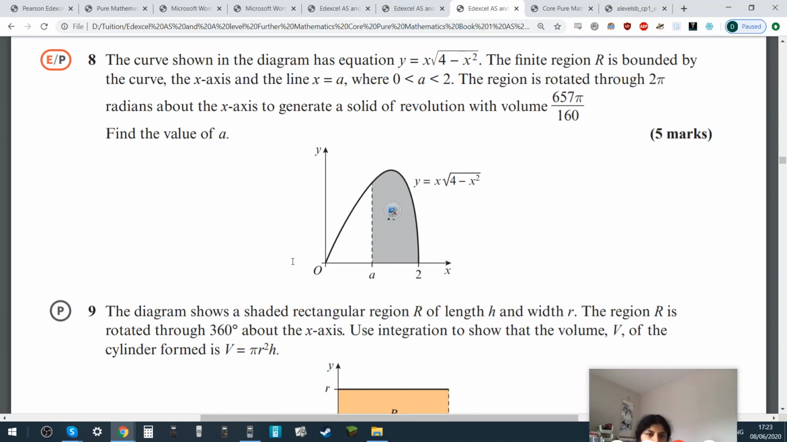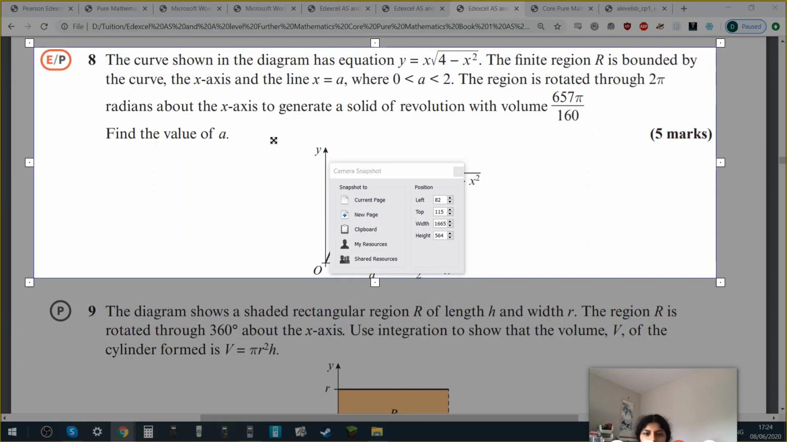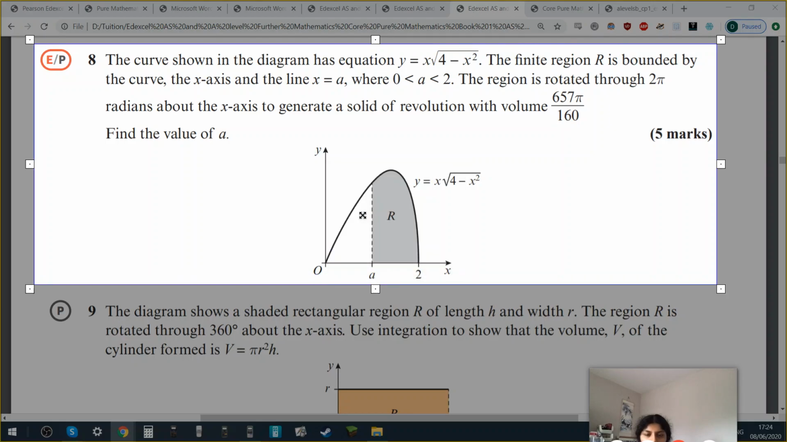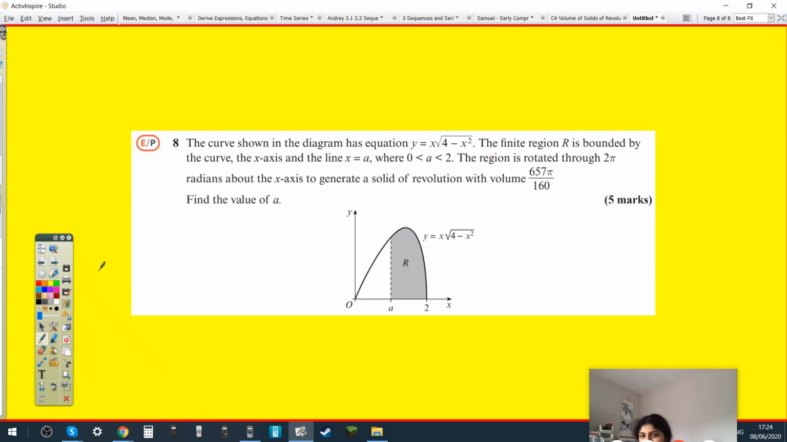Oh, that's a bit weird. The curve shown in this diagram. A is between 0 and 2. Find the value of A. This is more like it. Working in reverse. They give us the answer. We have to work out the question, the root. Okay. Or not, so kind of the root.